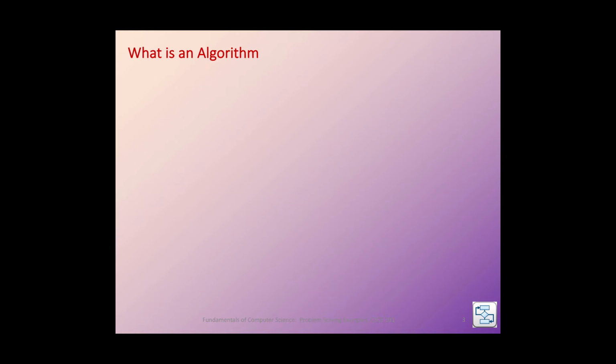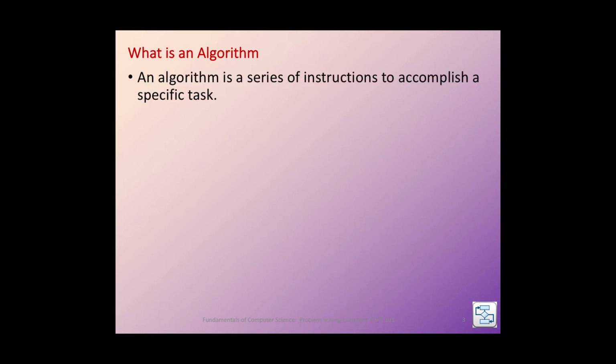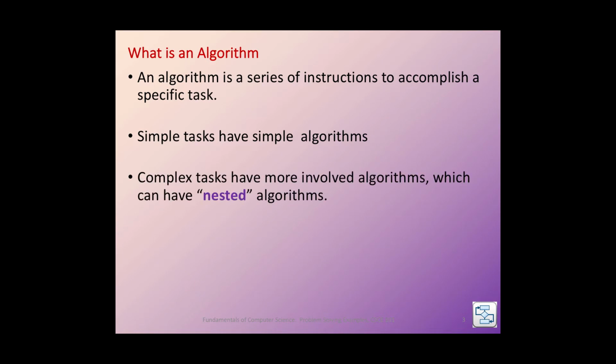So, what is an algorithm? An algorithm is a series of instructions to accomplish a specific task. Simple tasks have simple algorithms. That makes sense, okay? The more complicated the task is, the more steps you're going to have, and maybe the more sophisticated structures you're going to have in the algorithm. Complex tasks have more involved algorithms, which can have nested algorithms.